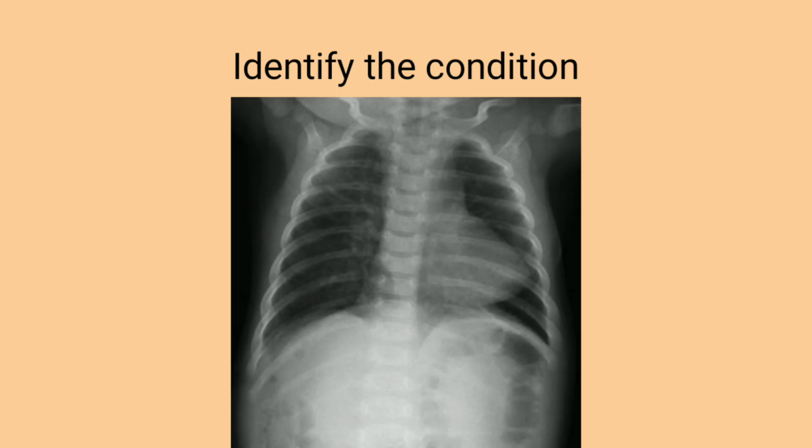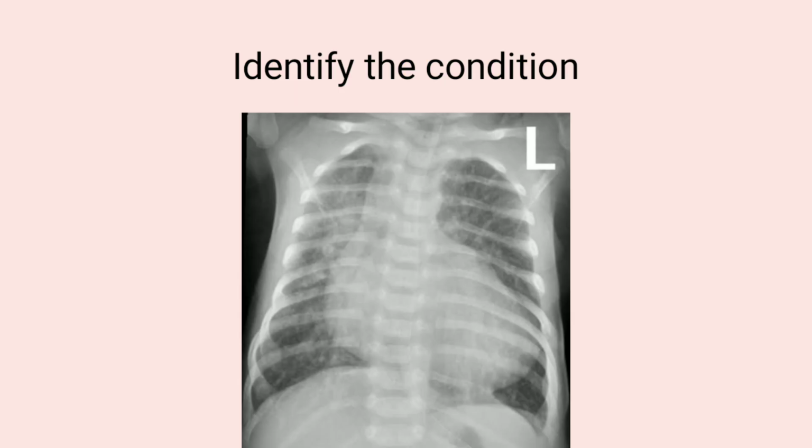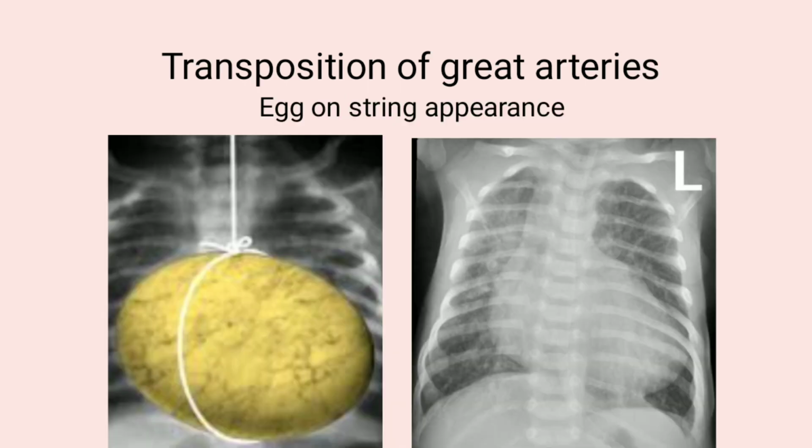Identify the condition. Boot shaped heart, coeur en sabot, is seen in tetralogy of Fallot. Identify the condition. Egg on string appearance is seen in transposition of great arteries.